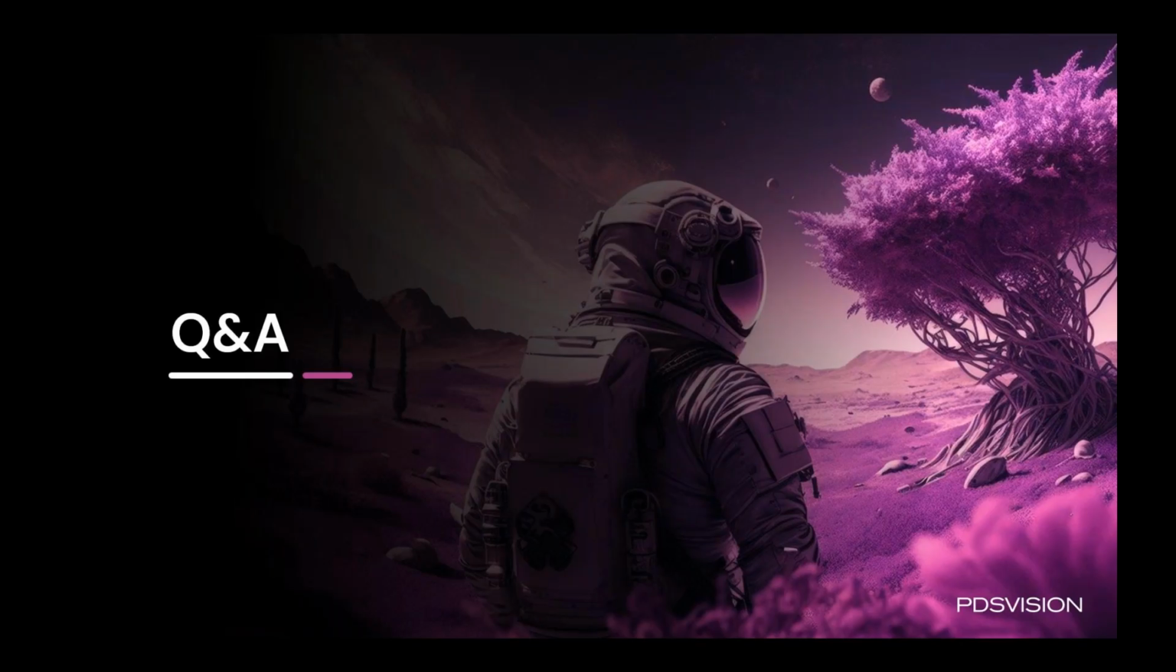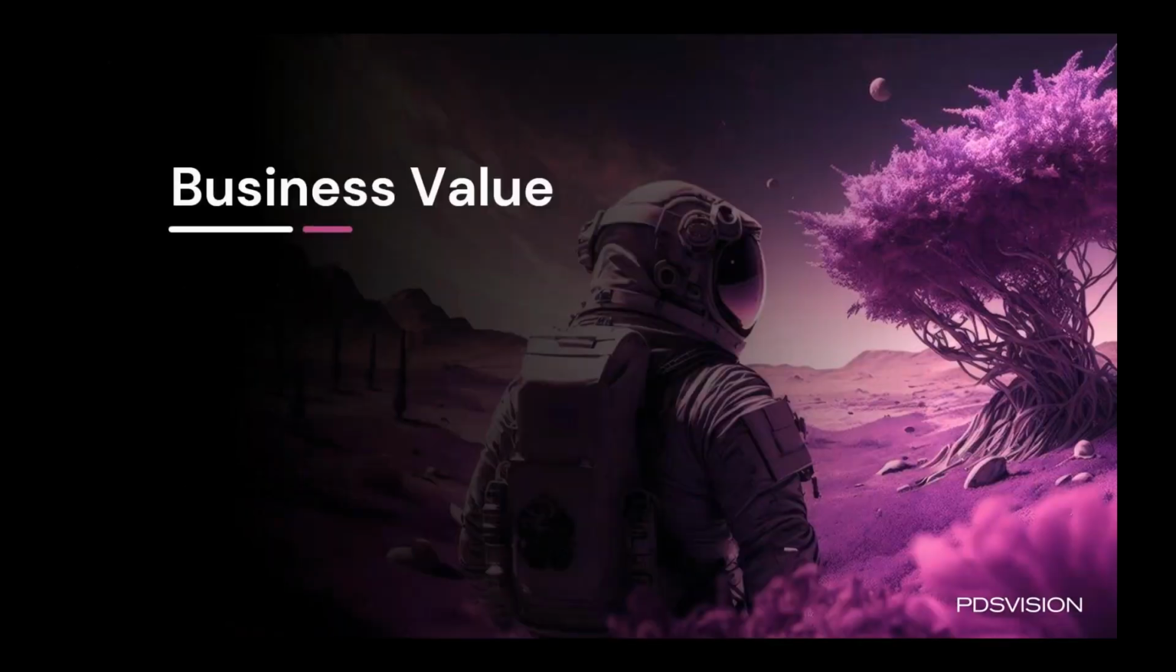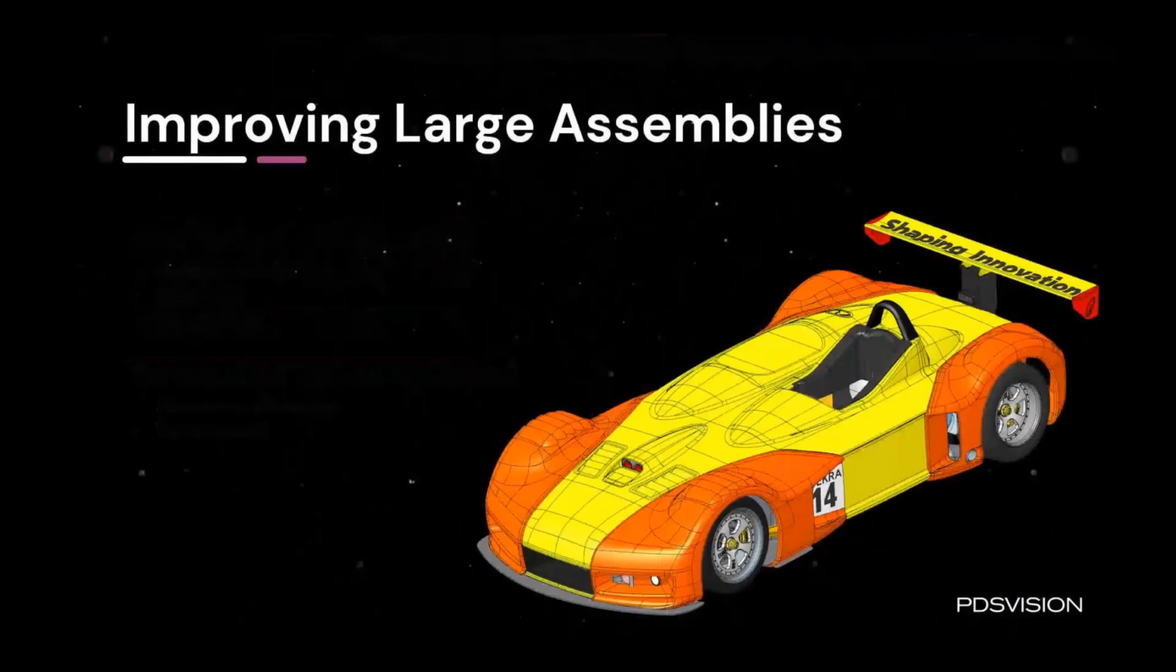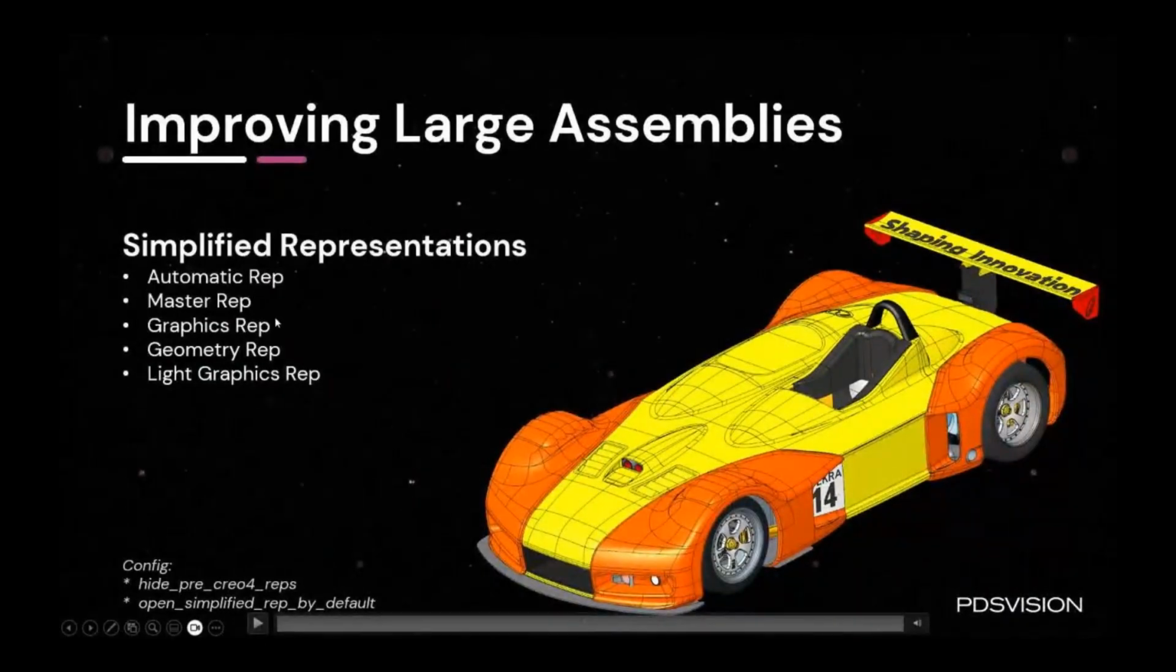My current version of Creo doesn't have the light rep, geometry rep, or graphic rep. Yes, that's most likely due to the config option. If you're not seeing some of these representations available, it's because PTC turned them off after Creo 4. So you need to set the config option, hide pre-Creo 4 reps, and set that to no.